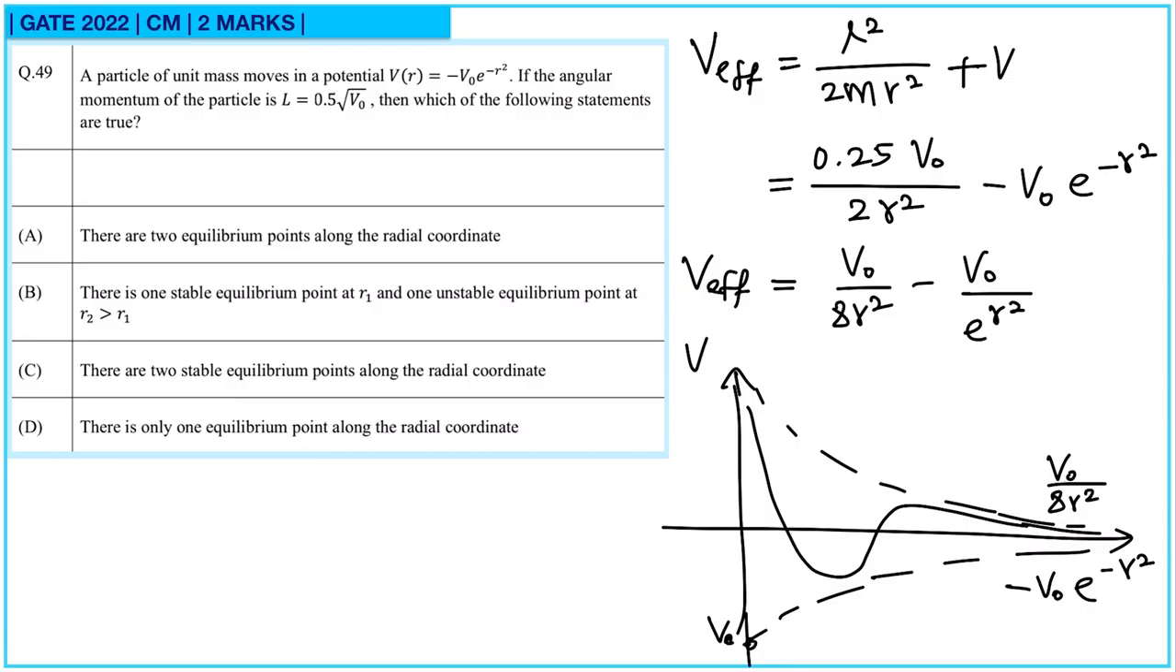So we need to find out equilibrium points. So this has two equilibrium points, one is here and one is here. One is stable and one is unstable equilibrium point. So there are two equilibrium points along the radial coordinate. So option A is correct. There is one stable equilibrium point at R1 and one unstable equilibrium point at R2 greater than R1. So B is correct. This one is unstable, this one is stable. So options A and B are correct for this.